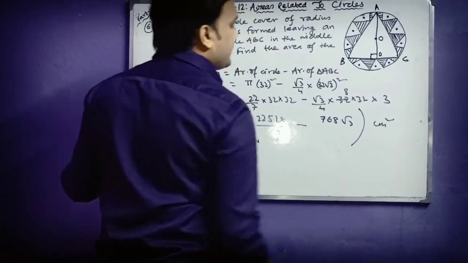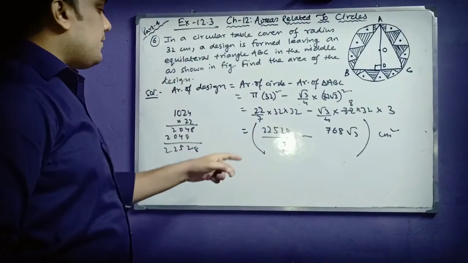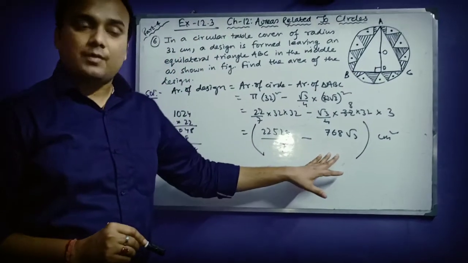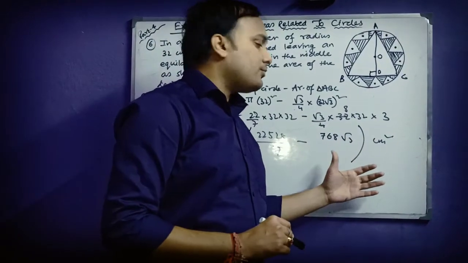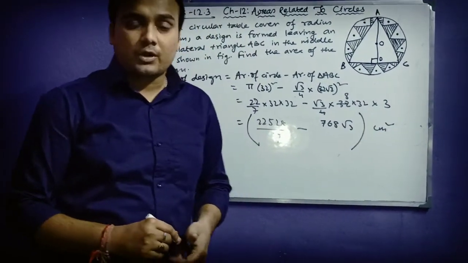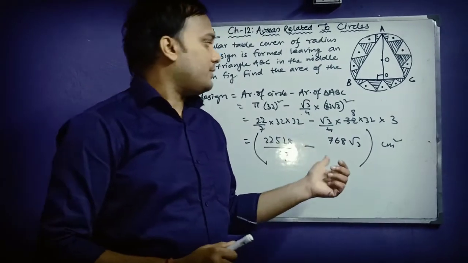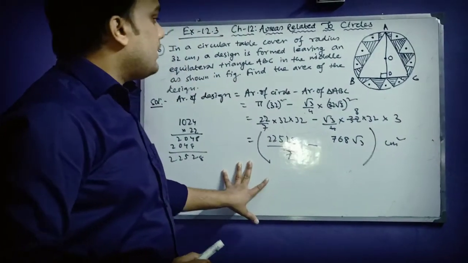So the area of the design is 22,528 by 7 minus 768 root 3 centimeter square. If you want, you can reduce this answer to the simplest form in decimal form or mixed fraction, whatever you wish, or you can keep your answer in this way, no issue with that. So this is our final answer here.